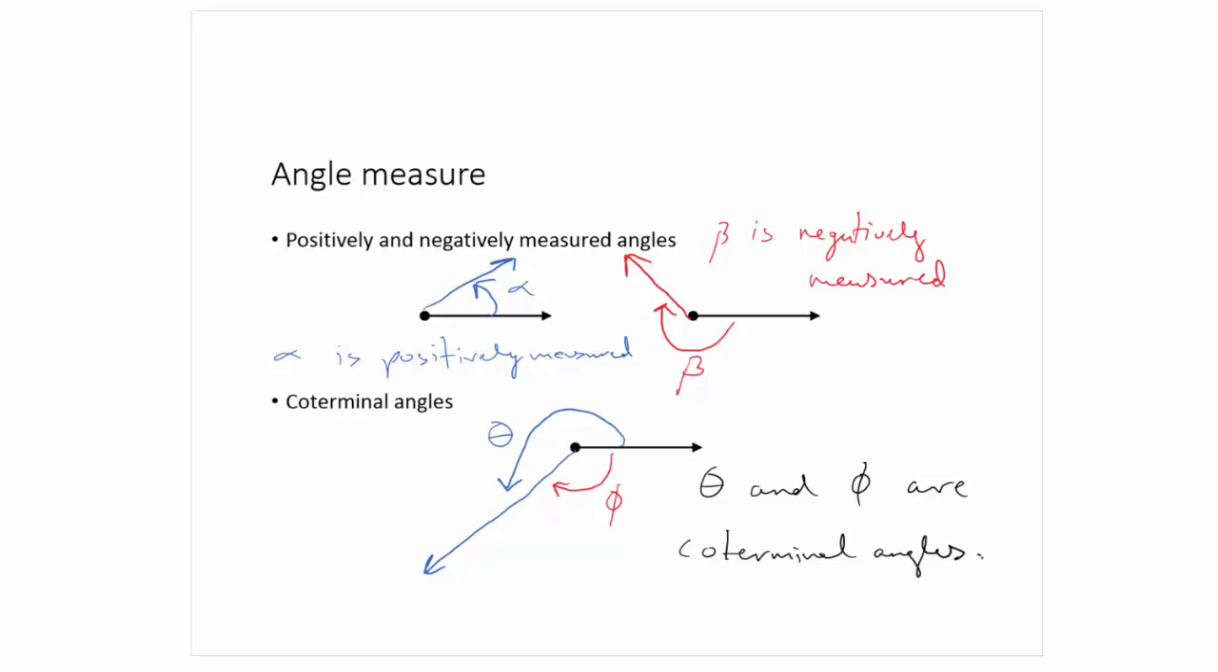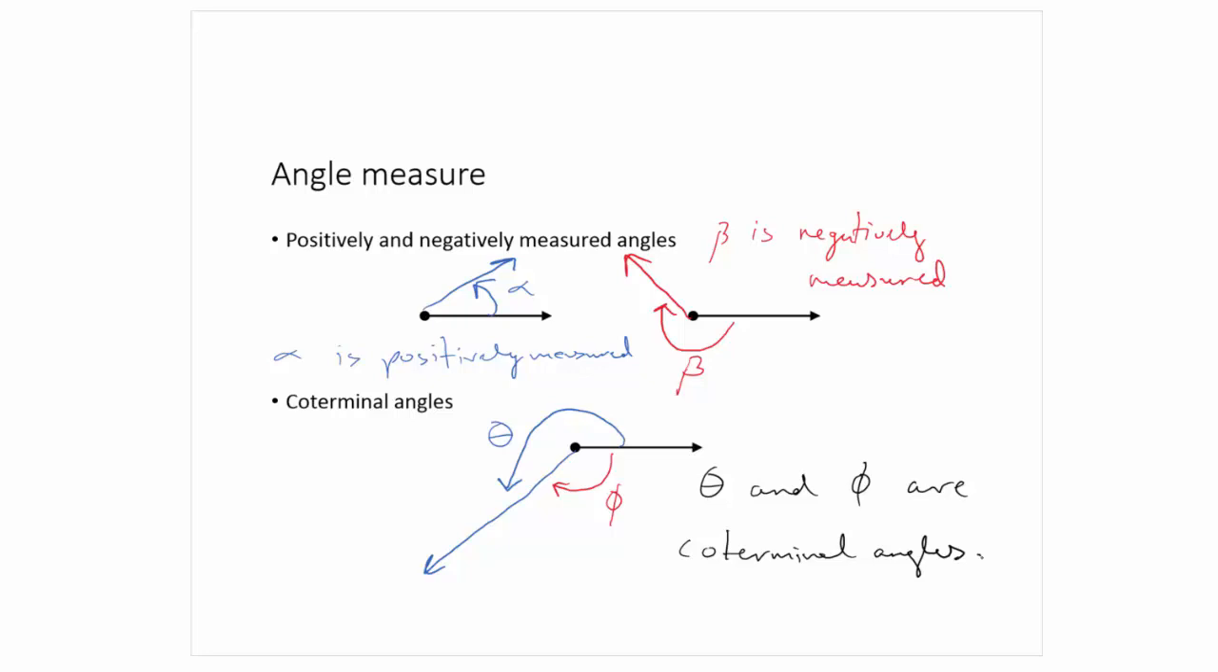Alright, so they have the same terminal side. That's all that coterminal means. Note that they don't have to have one positive and one negative. We could have two positively measured angles that are coterminal.